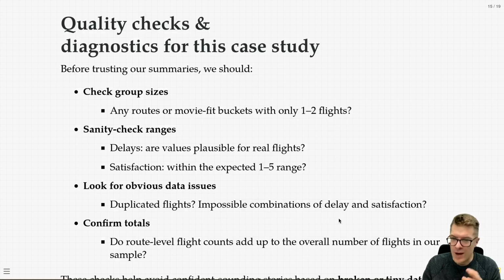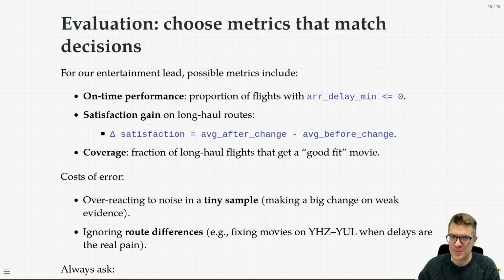Okay, so we kind of just jumped into at least some level of analysis, but all of these sanity checks or quality checks are going to be important to run initially also. Look for any obvious data issues. Are there any duplications? Are there any impossible combinations of delay and satisfaction? And then, do the route level flight counts add up to the overall number of flights in our sample? Okay, so we'll talk about pre-processing and data sanity in other modules, but this is always something we have to be aware of.